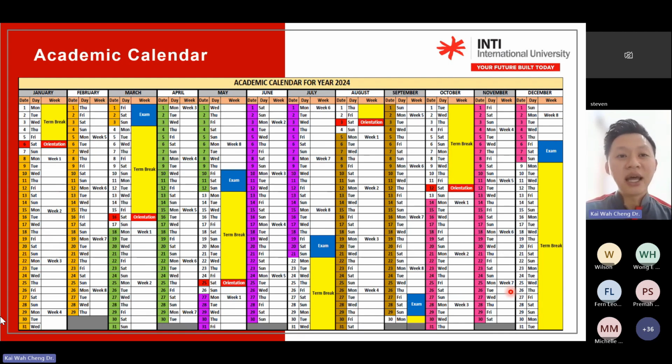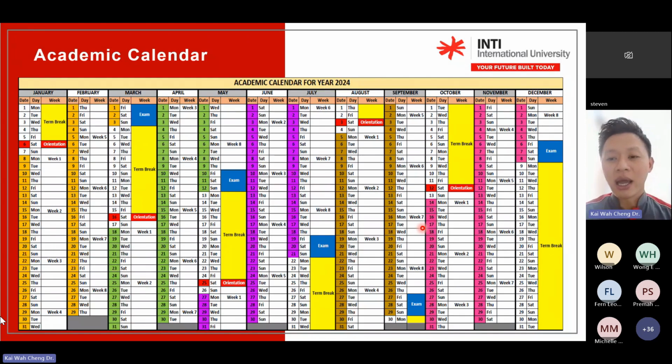So this is the academic calendar for the year 2024. How to read this academic calendar? Today is 3rd of August, so this is why we are having the online orientation now. Next Monday, 5th of August, we will start your week 1 in the new modular term. So we have week 1, week 2, week 3, week 4, week 5, week 6, and week 7. So we have 7 academic weeks in a particular modular term.